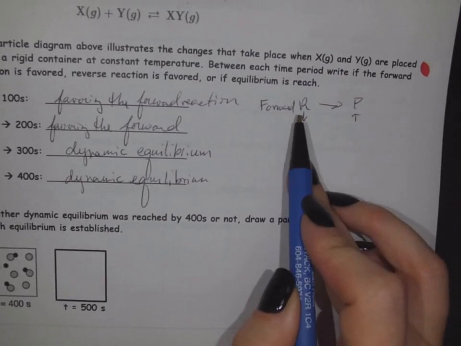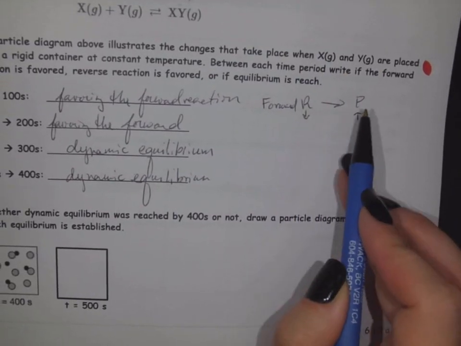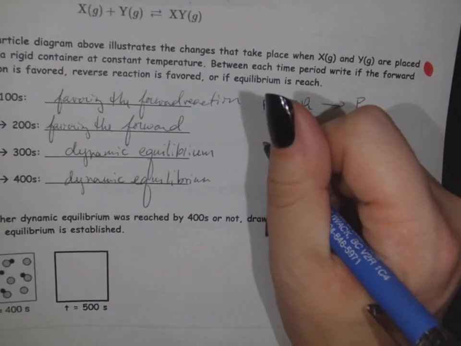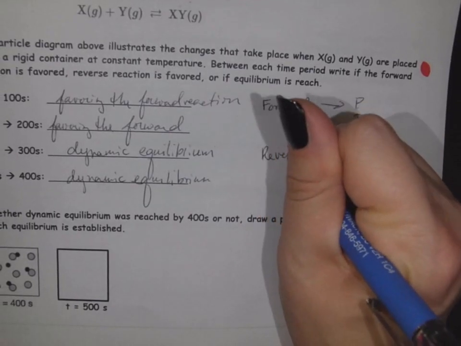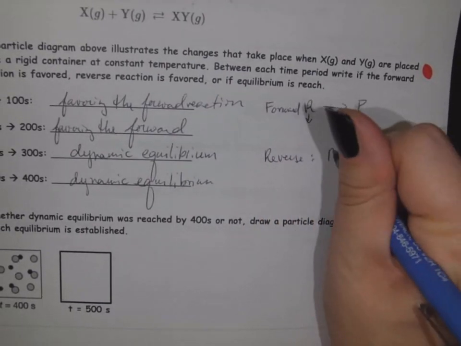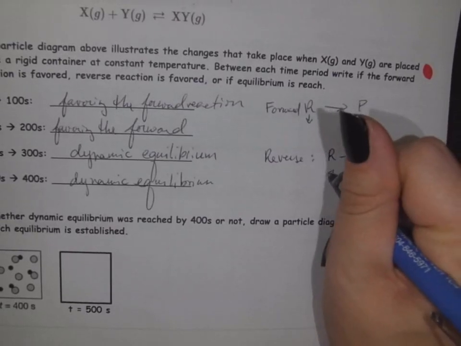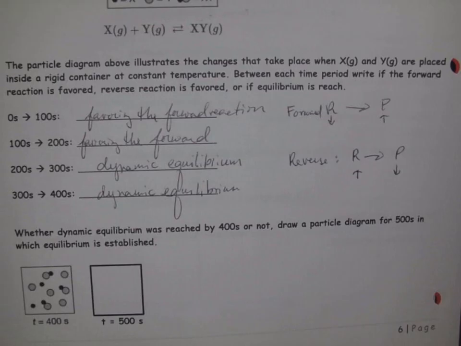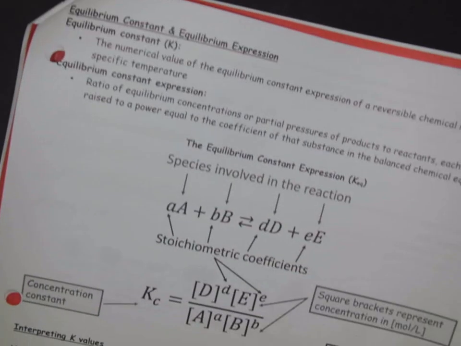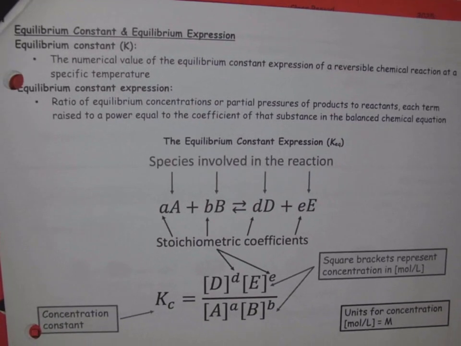So if we're favoring the forward reaction, reactants are going to go down and products are going to go up. If we are favoring the reverse reaction, that's when products are going to go down and reactants are going to go up. And we didn't see any of that. We didn't see any favoring of the reverse. Okay. So that's the theory behind it.